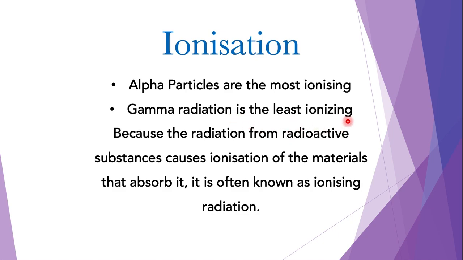So why is this? Usually gamma radiation is the fastest radiation. But why is gamma radiation the least ionizing and alpha particles the most? Because alpha particles move slowly and gamma radiation is fast. So the reason why alpha particles are the most ionizing is because they have the largest charge and they are the slowest moving of all three particles. And gamma radiation is uncharged and it is the fastest moving, so that is why it's least ionizing. Because the radiation from radioactive substances causes ionization of the materials that absorb it, it is often known as ionizing radiation. Let's look into more detail of how all of these particles ionize air.